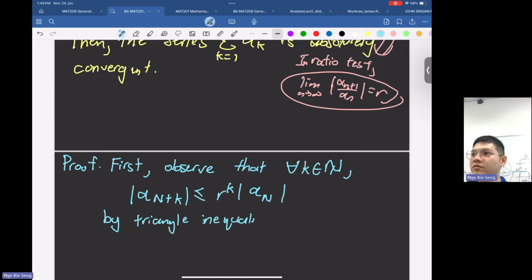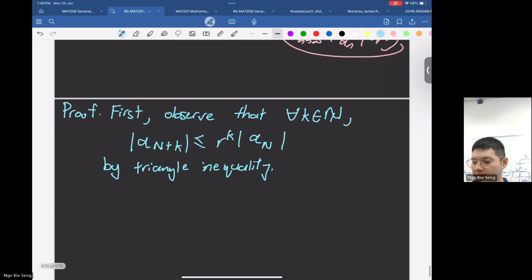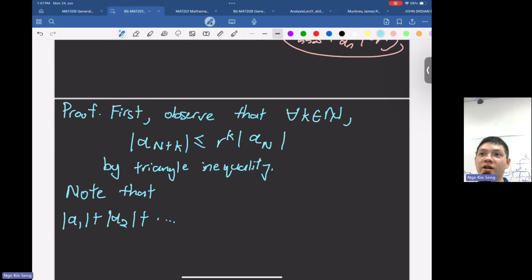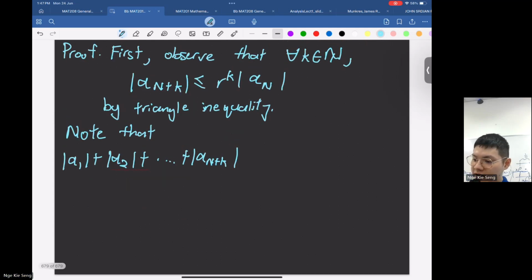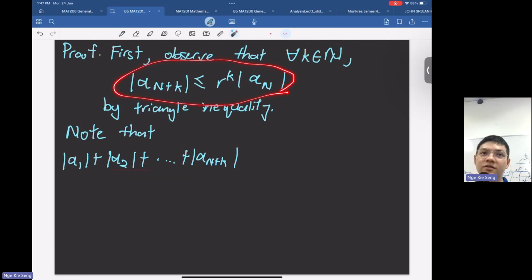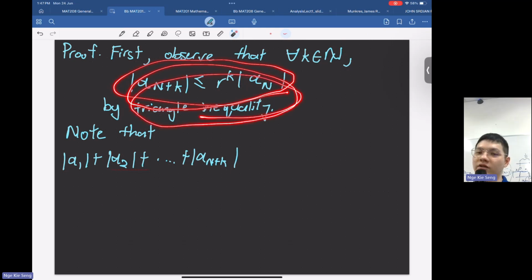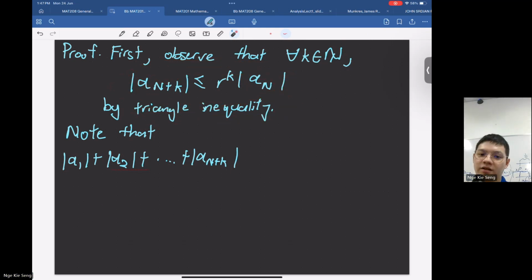What's the partial sum we need to look at? We need to look at the absolute value of A1 plus absolute of A2 and so on. We need to show that this partial sum converges. Can we use this knowledge to show that our partial sum converges or not?